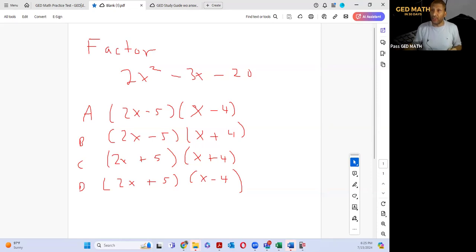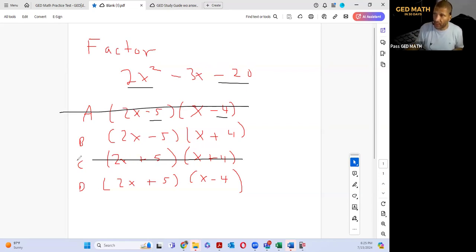First thing you know, let me change my color, is that the first term is 2x squared, the last term is minus 20. So minus 5 times minus 4 is a positive 20. It can't be A. Plus 5 times plus 4 is a positive 20. It can't be C. Just by knowing what the first and last terms are and how to multiply by numbers, I got rid of 2 multiple choices. Now, if I guess, at least I've got a 50-50 chance.